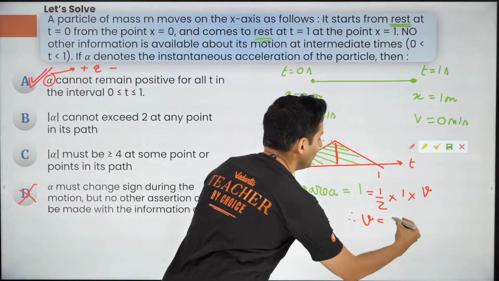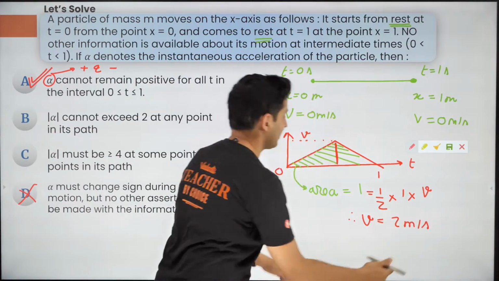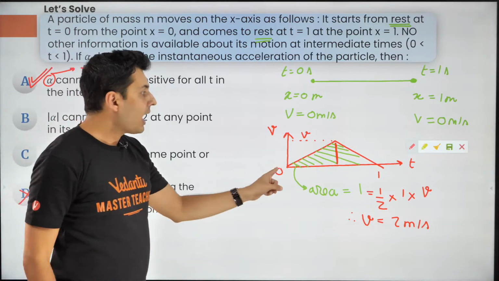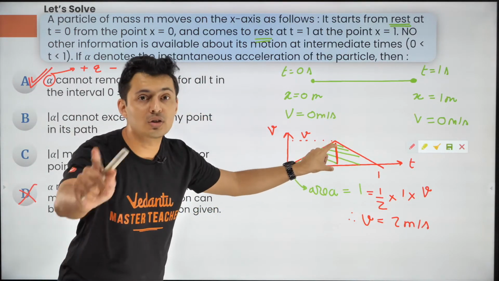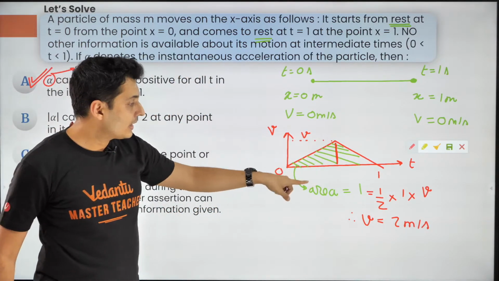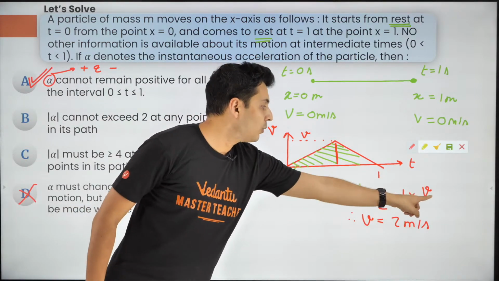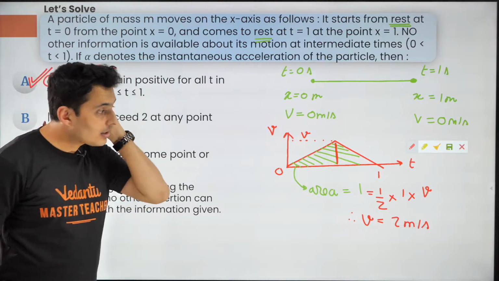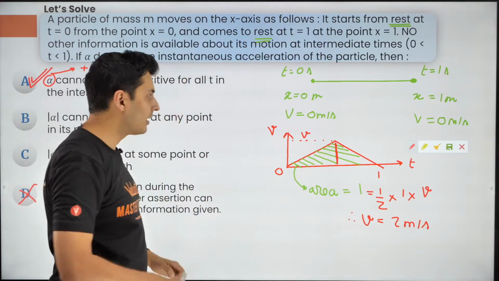How much is the velocity going to be? 2 meters per second. That's the max velocity over here in this situation. I hope you can see that the max velocity is 2 meters per second. Correct? It's not 1. Half into 1 into what will give you 1 meter, 1 unit of area. Think about it. Yes, the velocity is 2 meters per second.